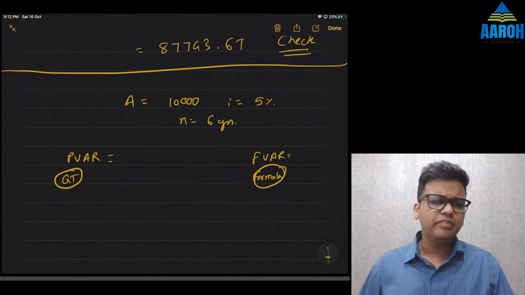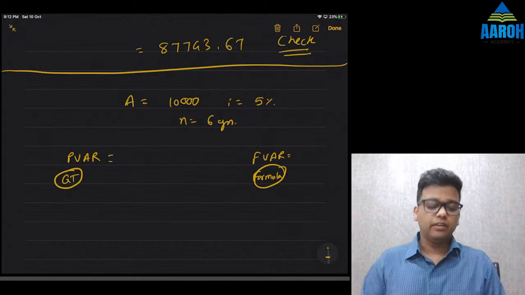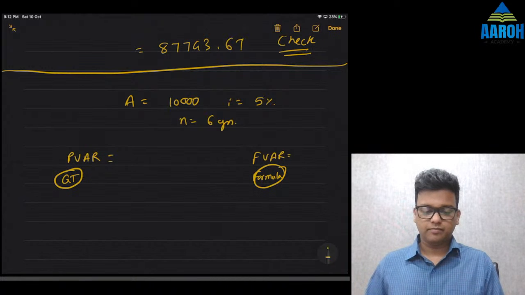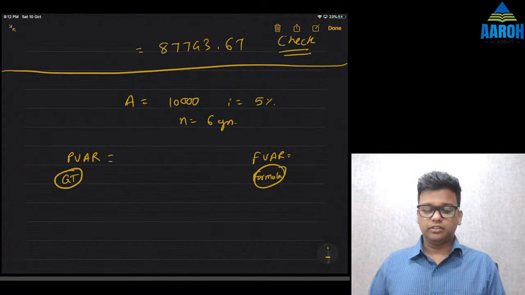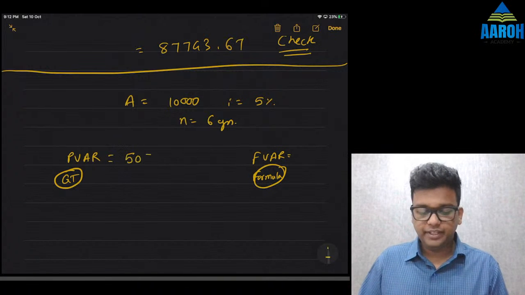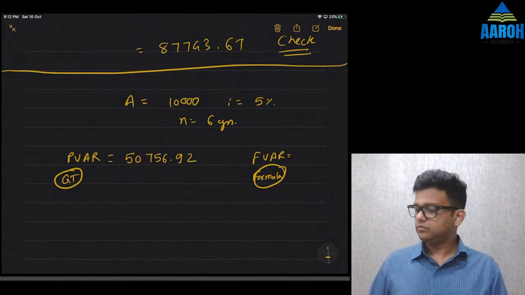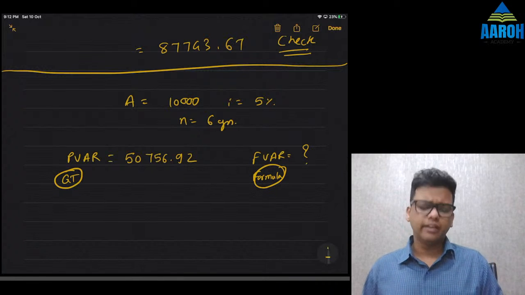Right? For PVAR, those who have forgotten: 1 divided by 1 plus I, 1 divided by 1.05, then equal to 6 times, grand total, and then multiplied by 10,000. That should give you 50,756.92. Check if everyone's got this. And tell me this also. I'll wait a minute before writing it. Tell me.